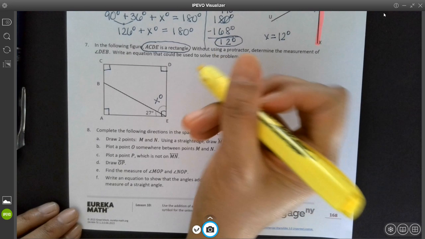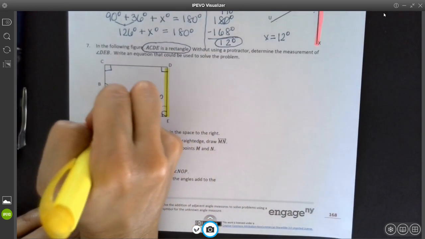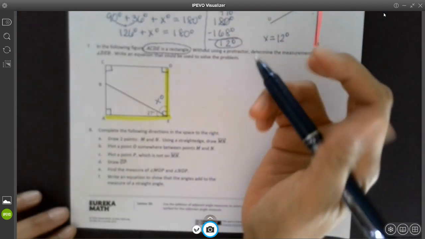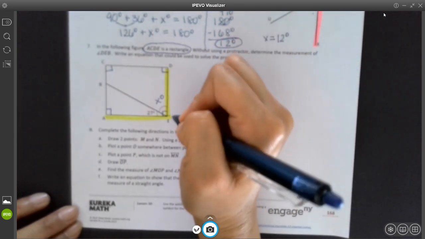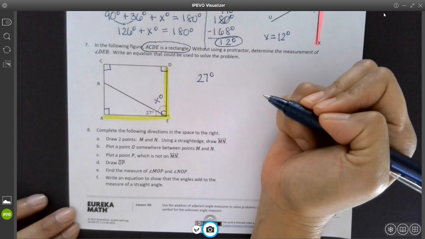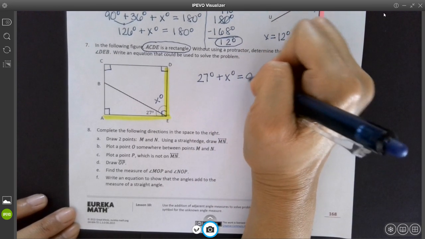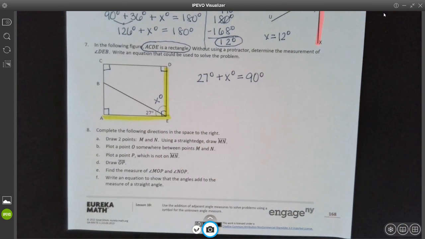So if I'm going to color code, this angle that we're using here is a right angle. That means it is 90 degrees. So my equation would be 27 degrees plus x degrees equals 90 degrees. And I'm going to leave you with that, and you can solve that.